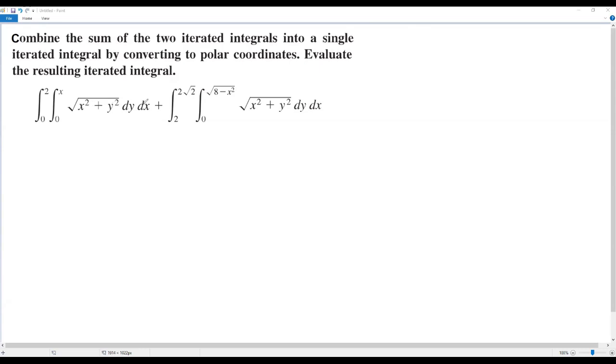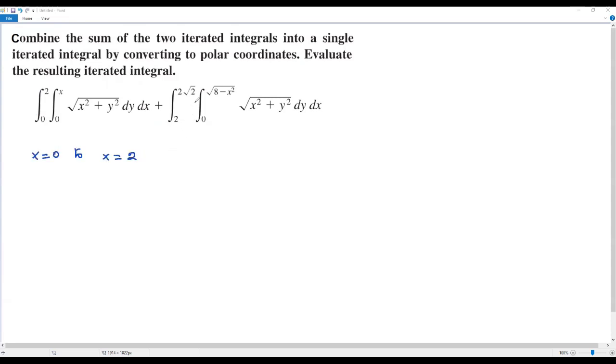Okay, now to combine the given two iterated integrals, first we have to look at the limits of x and limits of y and identify the region bounded. So first let me take the first iterated integral. Here the outside integral is being evaluated with respect to x and the inside integral is being evaluated with respect to y. Since the outside integral is with respect to x, these are the limits we have for x, that is x equals 0 to x equals 2.